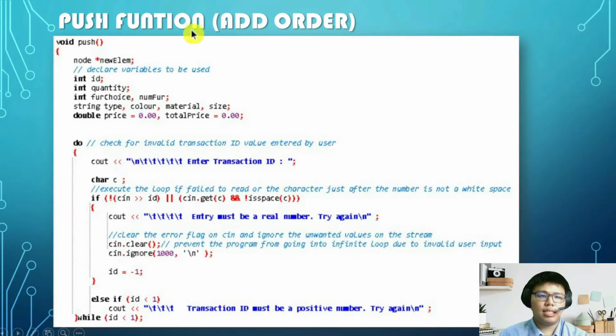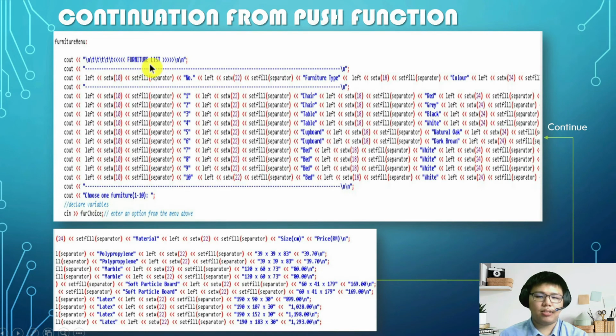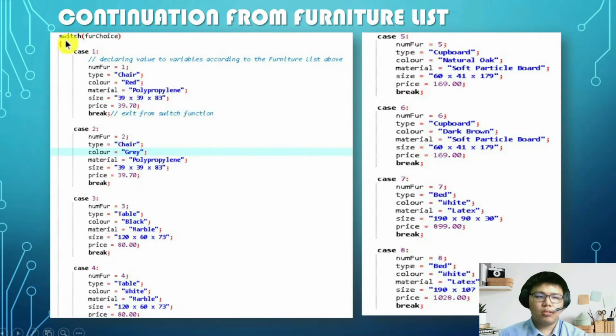The push function is used to add an order. Here, we declare the variables to be used. The do-while loop will check for an invalid transaction ID value entered by the user. If the transaction ID value is other than a numeric value, then the user will need to enter it again to continue the program. After entering a valid transaction ID, we will display the available furniture list for the user to choose a furniture. We have 10 furniture of various type, color, and size for the user to choose from. We use switch again for the 10 different furniture.